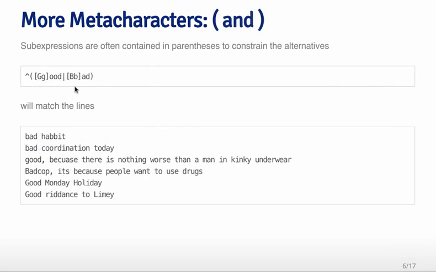An alternative is to include parentheses to constrain the alternatives. So here we're looking at the beginning of the line, and you have to have either good or bad, lowercase or uppercase, at the beginning of the line. But in this case, we've now constrained it, so even if we're looking for bad, it has to find it at the beginning of the line.